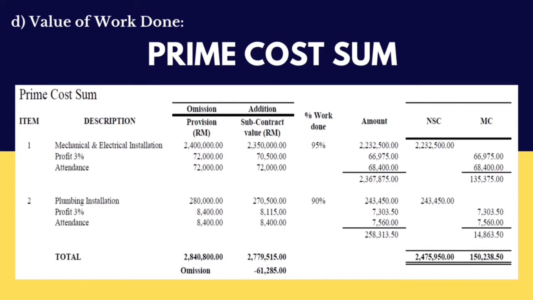For profit and attendance, we also use the same formula and the amount will be inserted in the main contractor column. After obtaining all the values for prime cost sum, total up the amounts in nominated subcontractor and main contractor. To get the omission of negative 61,285 ringgit Malaysia, the total addition will be minus the total omission.